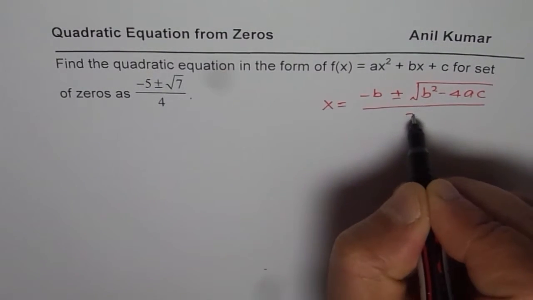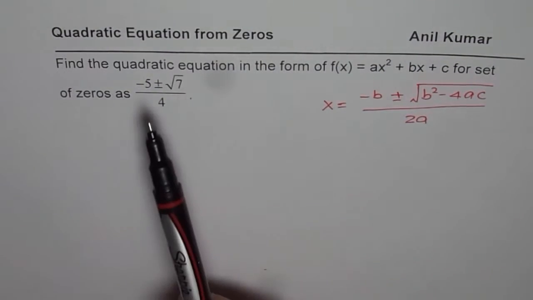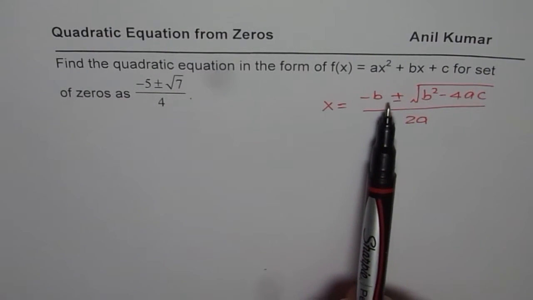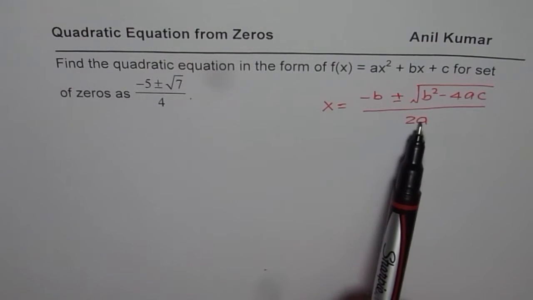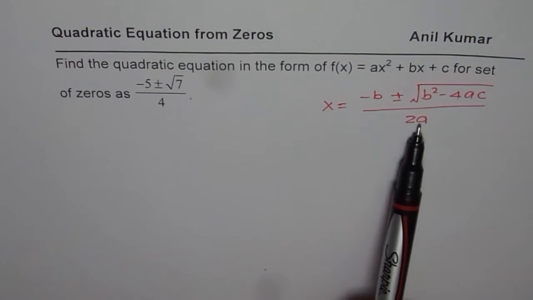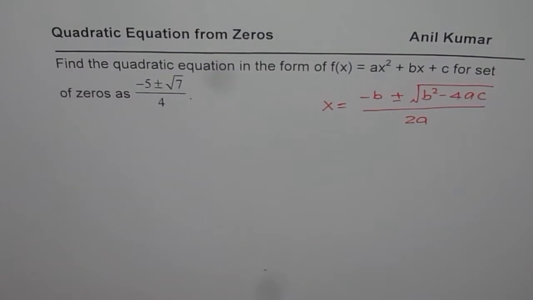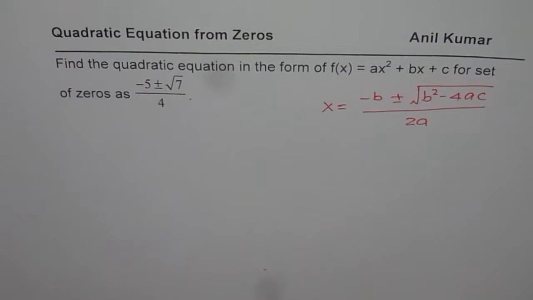divided by 2a. Now if you compare the given roots with the general formula, you can find the corresponding values for a, b and c. Once you get those values, you get your equation also. So that is the strategy which we are going to adopt to find the standard equation from the given roots. You can actually pause the video, answer, and then look into my suggestions.